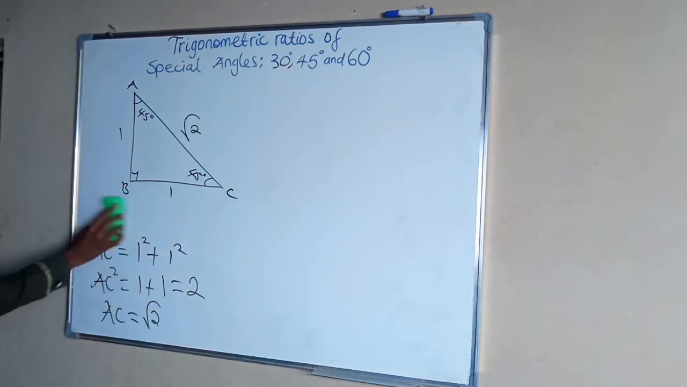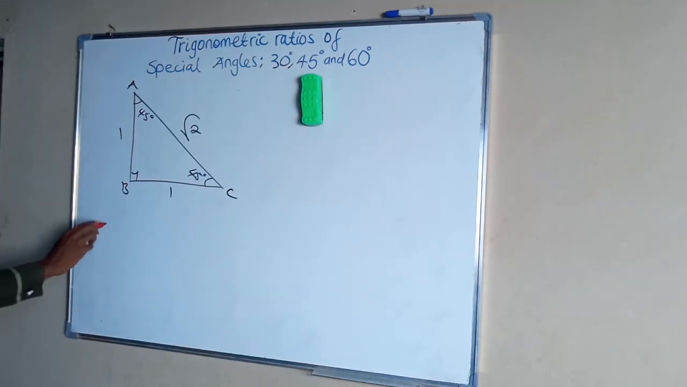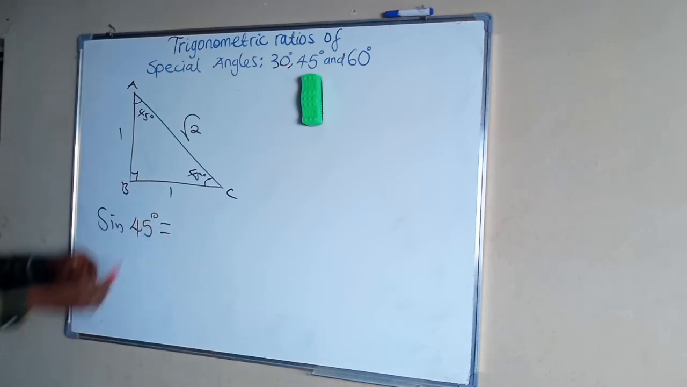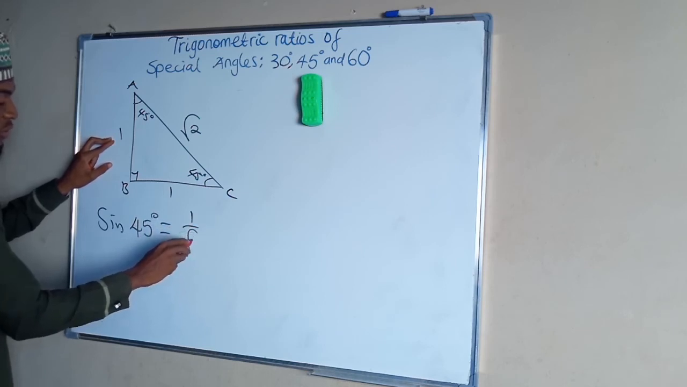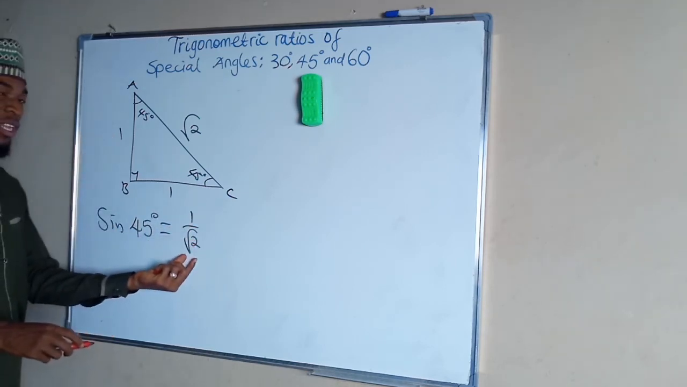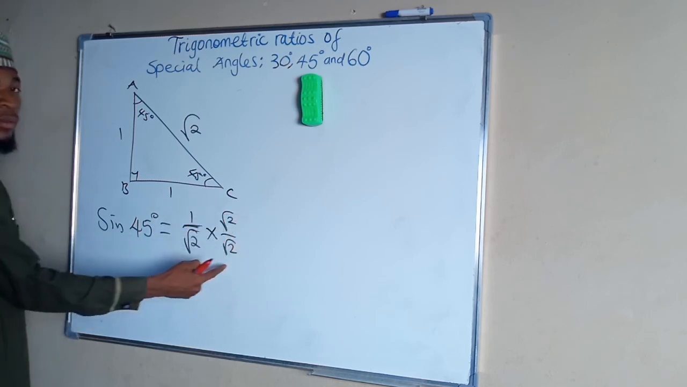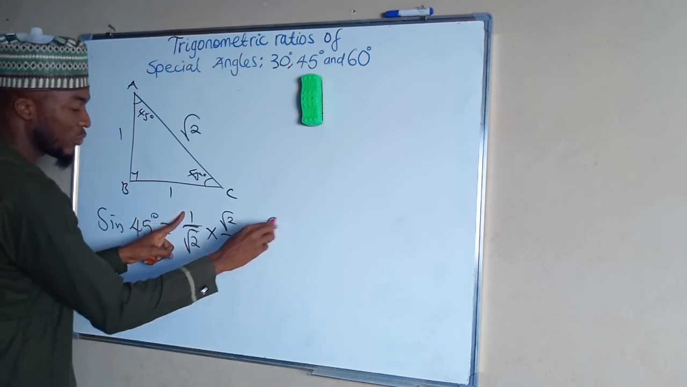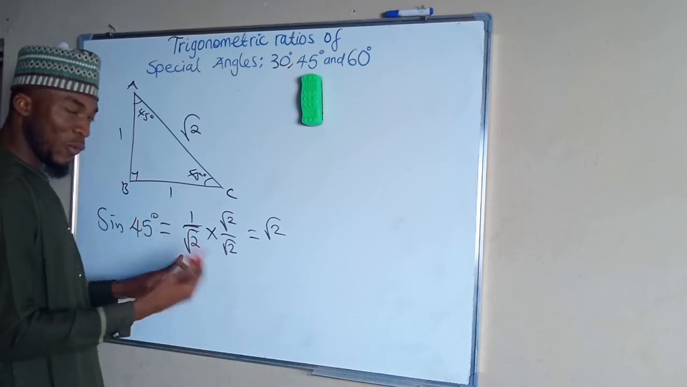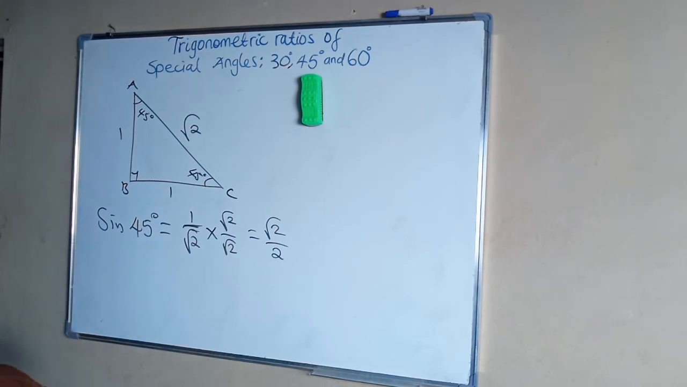So now let's use this side length to find the ratios of this angle 45. So sine 45 degrees will be opposite over hypotenuse, which is 1 divided by root 2. You need to rationalize this by multiplying it by root 2 divided by root 2. Root 2 divided by root 2 is 1, so we have not changed anything. So the numerator equals root 2, and the denominator is root 4, and root 4 is 2. So this is the actual value of sine 45 degrees.